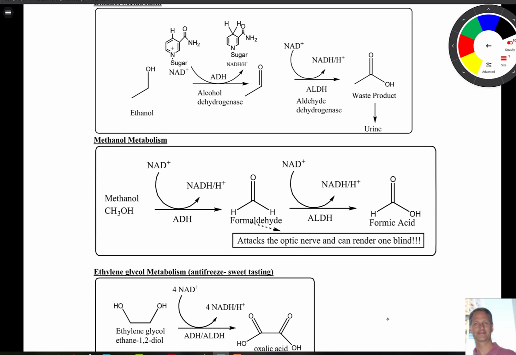So let's look at ethanol metabolism. Ethanol metabolism describes the process of taking ethanol and changing it into other things. So here you have ethanol. This is a primary alcohol. With NAD plus present, it needs that, and an enzyme called alcohol dehydrogenase. Those two things together, that's what the ADH stands for, make this compound here. And this is called acetaldehyde.